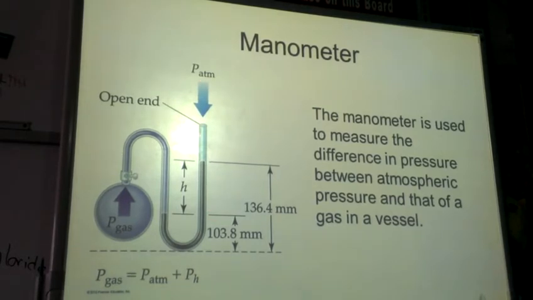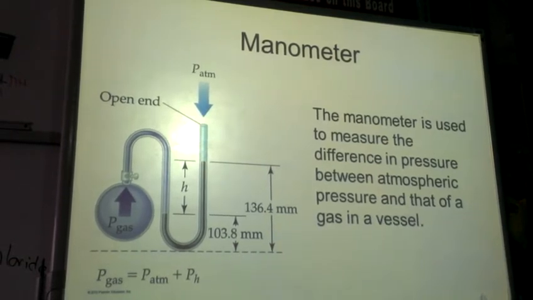Atmospheric pressure is going to be here, and then I can find the pressure of the gas by taking the atmospheric pressure plus the pressure that is specific for this particular height of that liquid mercury. So it's only used whenever I'm trying to find the pressure of a gas.